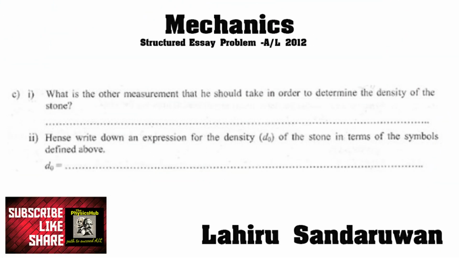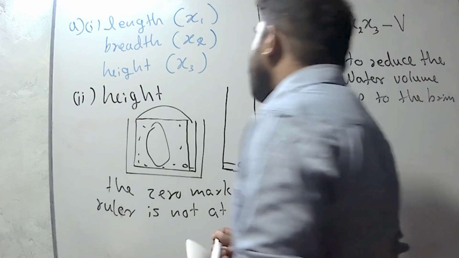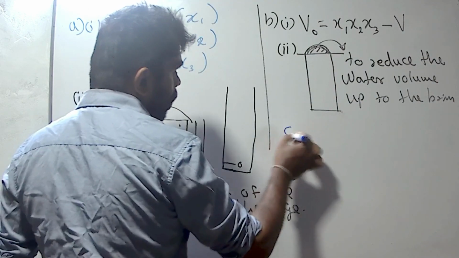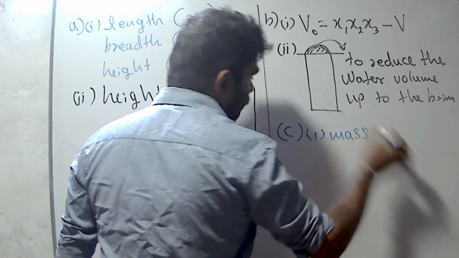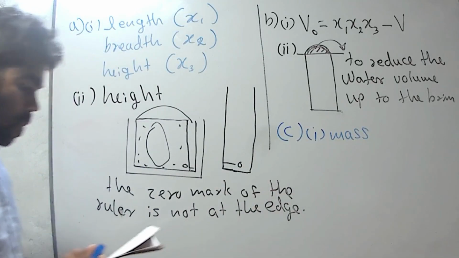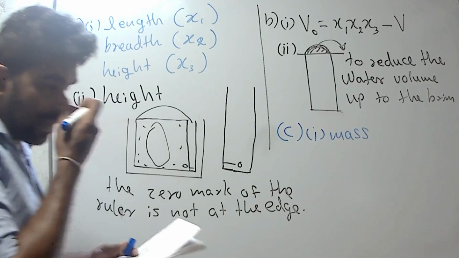In part C, what is the other measurement that he should take in order to determine the density of the stone? He has to measure the mass of the stone. The mass of the stone is given as P.